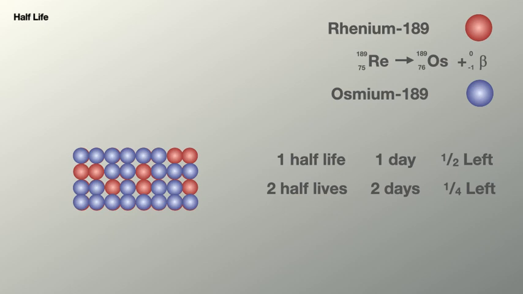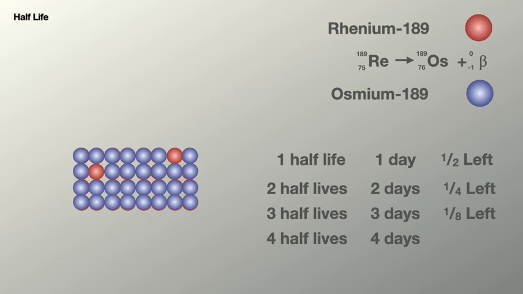Okay, a third half-life. Now it's slowing down here because you've got fewer rhenium atoms. Okay, and at the end of your third half-life, that's after 3 days, you've only got an eighth of the original sample left. That's a half of a half of a half. Okay, one more half-life. There we go. This time we're left with 2 atoms after 4 half-lives. That's 4 days. You've got 1/16 left. That's a half of a half of a half of a half.